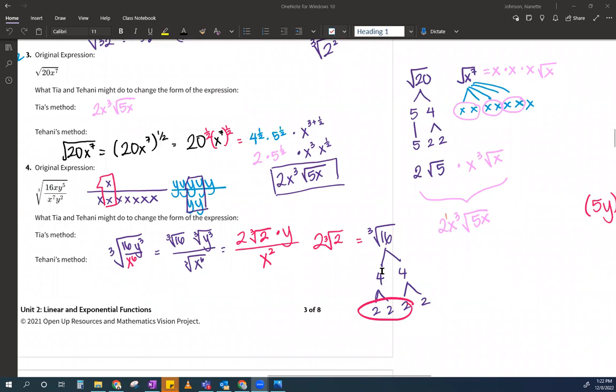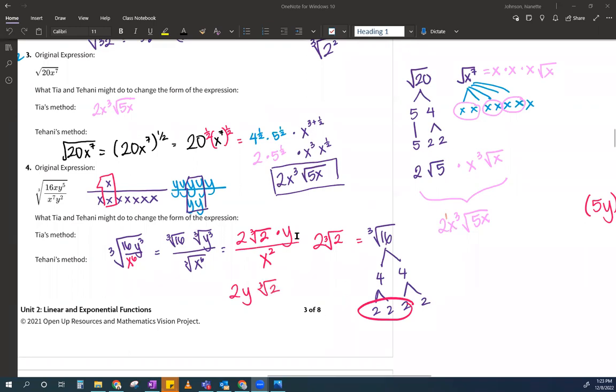Yeah, because imagine if I wrote it all out, it would be x, x, x, x, x, x. I'd have 2 sets of x's. So x times x is x squared. So I'm going to make my final answer here. My final answer is going to be 2y cube root of 2 over x squared.